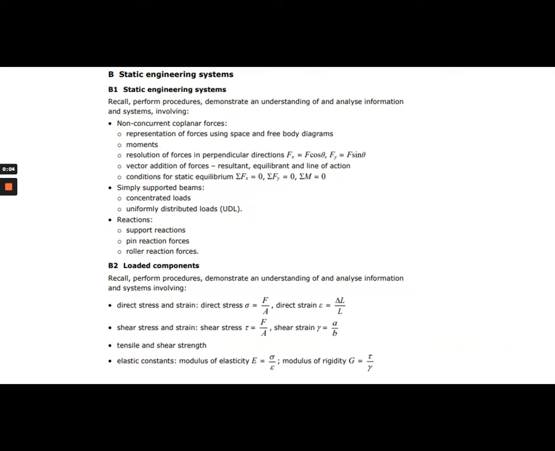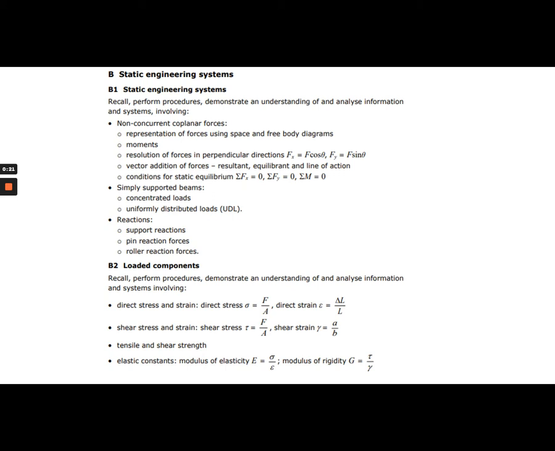We're going to look at section B today, and the second part of section B, which is loaded components. Quite a few people have said they're not too confident with this, and hopefully after this you'll see that there's not a great deal to it.